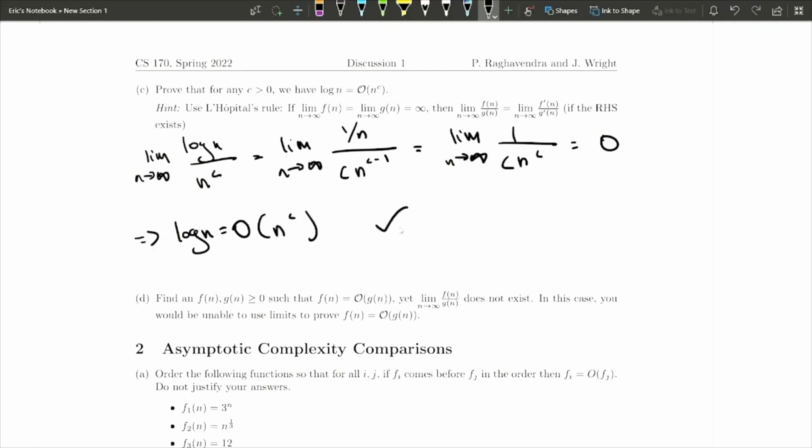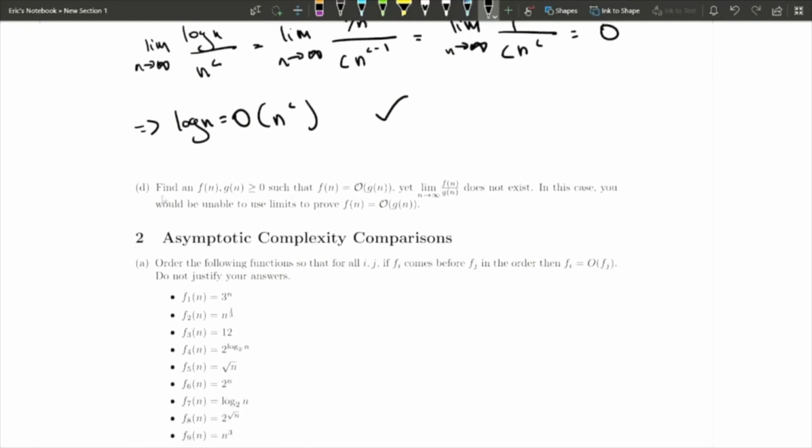Cool. The last question here: find an f of n, g of n greater than 0, such that f of n is O of g of n, yet the limit does not exist. In this case, we would be unable to use limits to prove that f of n is O of g of n. I do want you to pause this video and try this out for yourself.